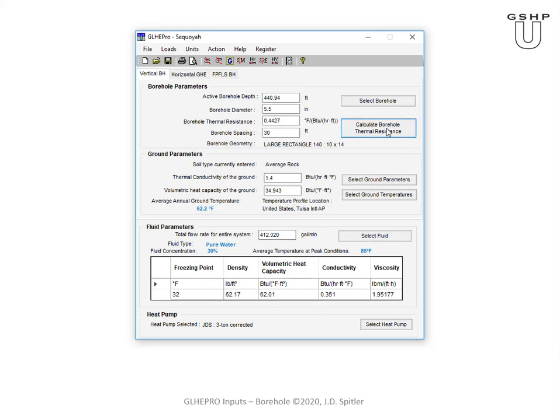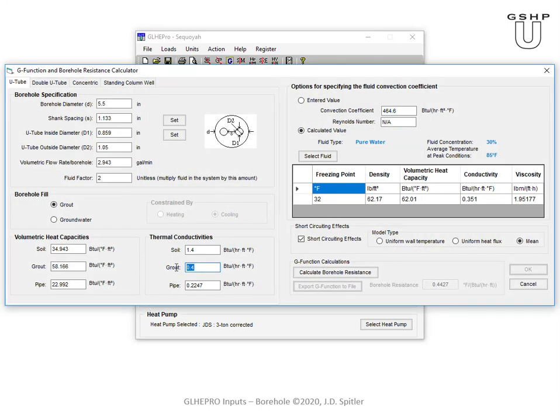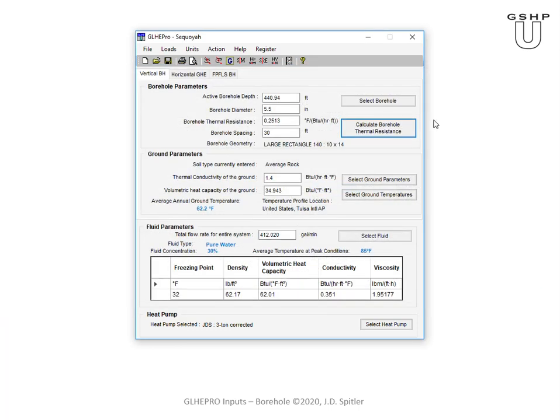So if we went back to this and chose thermally enhanced grout, there's a range of values you can get if you look. Some years ago when they first started making thermally enhanced grout, there was one, if I remember right, called Thermal Grout 85. It was a set mixture of bentonite grout with quartz sand. If we calculate the borehole resistance now, you'll see it dropped significantly from 0.44 down to 0.25. The Reynolds number, of course, is the same. Everything else is the same, just the grout conductivity.